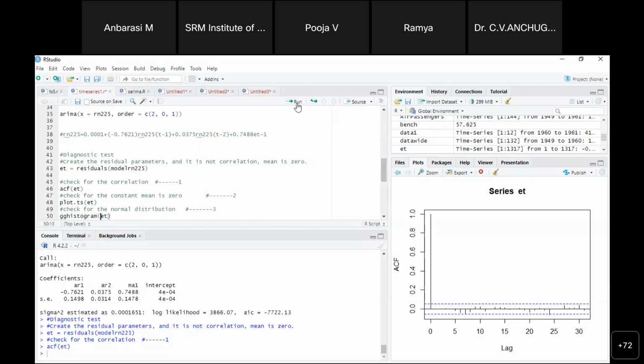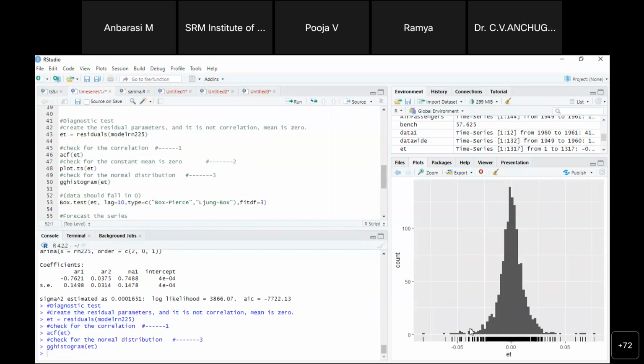And then we have to check for the normal distribution. Once you go for the normal distribution, you should get a bell curve. Like this, you should get it. Based on this, we can say that you have a normal distribution. So what is the use of this bell curve? It means you have a normal distribution. Once all the test cases are passed, then we can go for the box plots test.